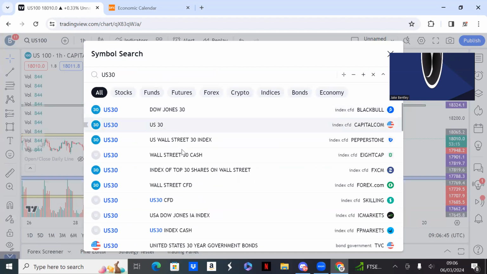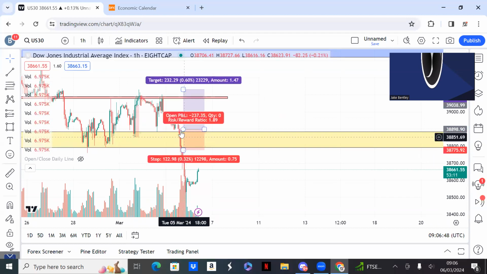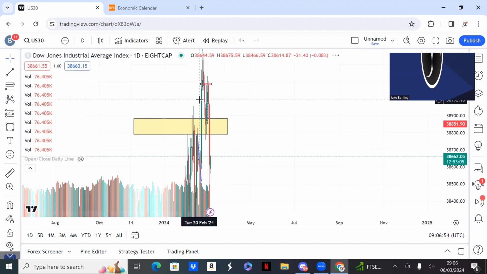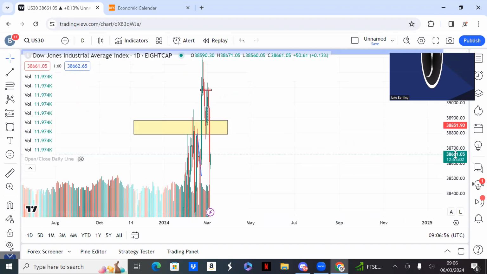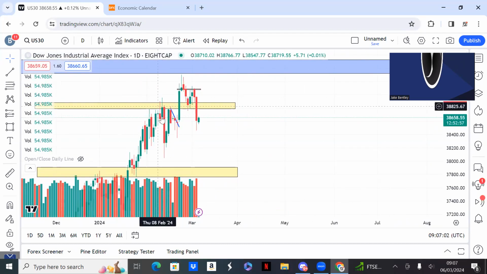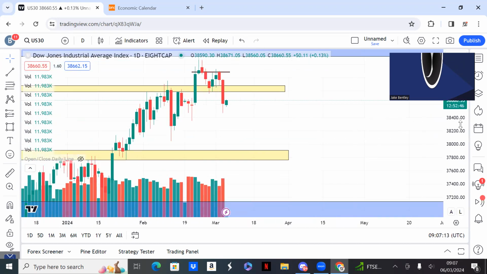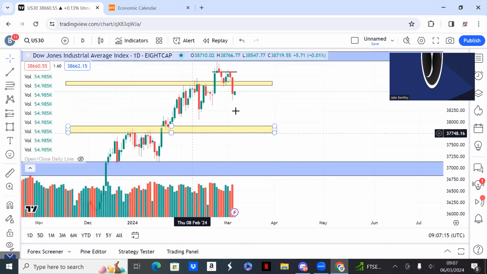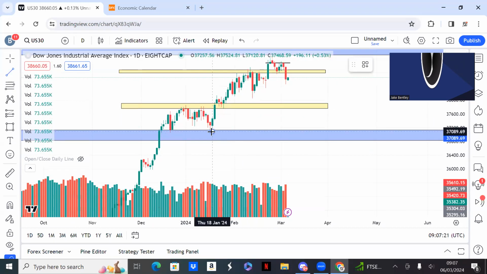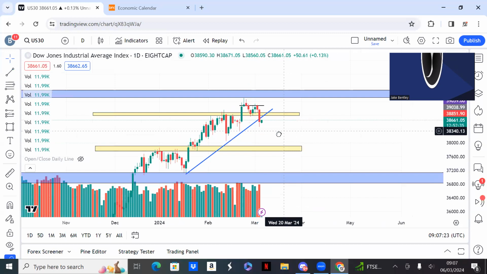US 30, let's take a look at what this did yesterday. So, look at that. Just a straight sharp move to the downside. So, this is a little bit different than US 100 because we've now created a lower low. Look at that. Higher high, higher low, higher high, higher low, lower low now, because we've broken this level. So it's a little bit different. Again, still in an uptrend, so we need to be wary. Still moving up, as you can see. But it has broken.